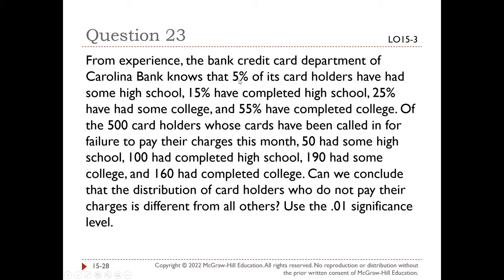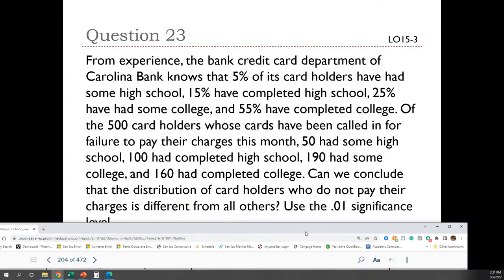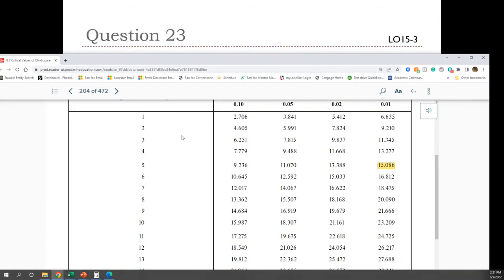Okay, so let's first count how many categories we got. We have 1, 2, 3, 4. So using our chi-square chart, we have 4 minus 1, so we're at 3 at 0.01. Or are we at 0.01? Yeah.